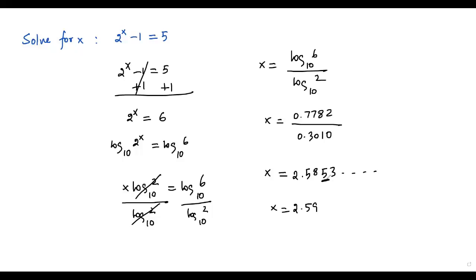Because in the thousandths place we have 5. Whenever we round to the nearest hundredth, we have to look at the digit at the thousandths place. If it is 5 or greater than 5, we just have to add 1 to the digit at the hundredths place, and we have to ignore the rest of the digits. Okay, so the approximate value of x in the given exponential equation is 2.59.